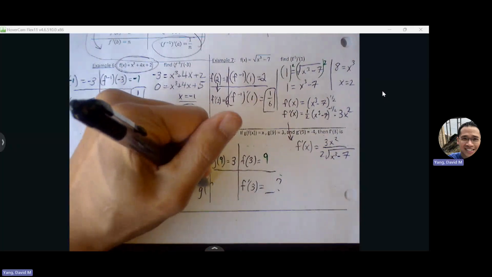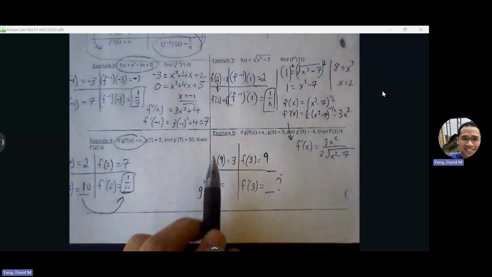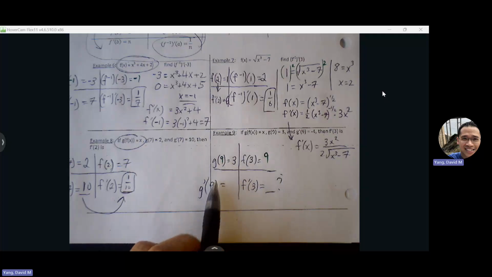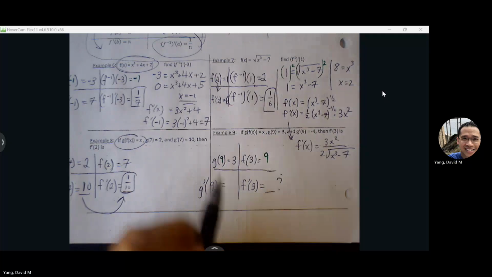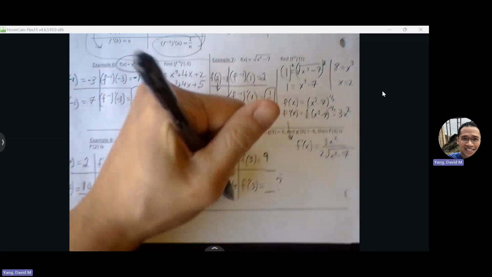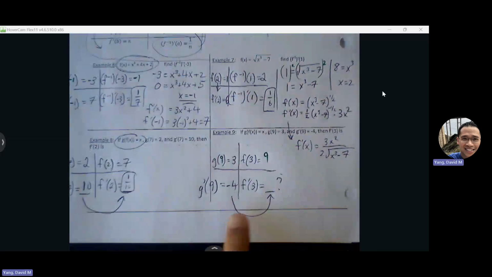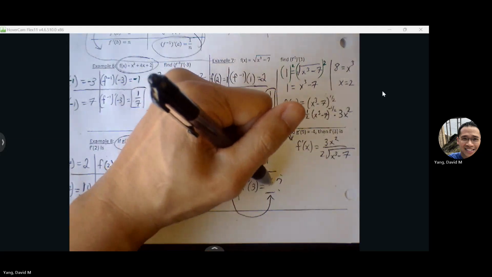If I can figure out g prime of 9, right? We're talking about the same x value on the g function. What's the slope of the g graph at 9? That's all we need because there's a numeric relationship here. F prime of 3 must be what? 1 over negative. Yep.